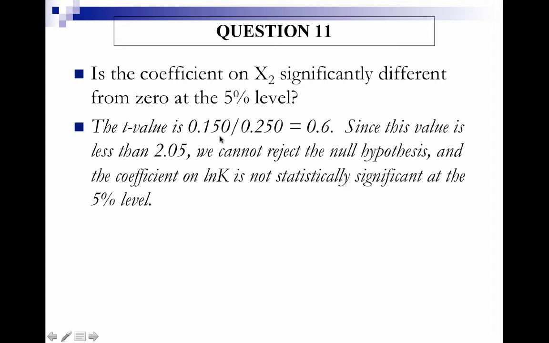And our actual t-value is the coefficient on x2, which is 0.15, divided by the standard error, which is 0.25, and we get an actual t-value of 0.6, and this value is quite a bit less than 2.05, our critical t-value, so we cannot reject the null hypothesis in this case, and we conclude that the coefficient on the natural log of capital is not statistically significant at the 5% level.